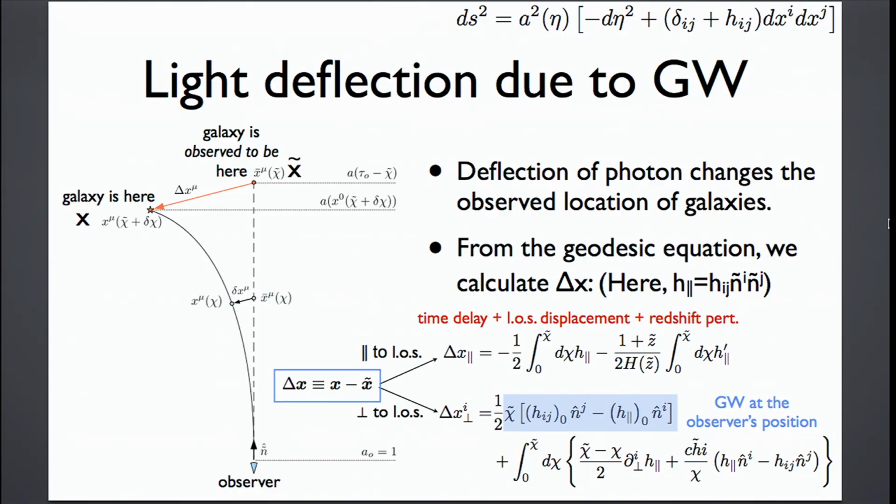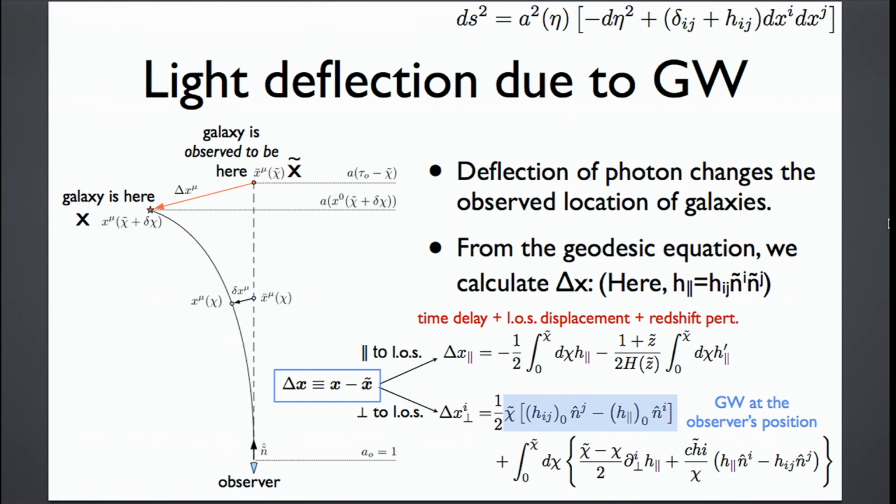So that is just integrating the geodesic equation starting from the observed location to the end point where we reached the observed redshift that we recorded, and we divide it into the line of sight component and the perpendicular to line of sight component. So the line of sight distortion has 2 terms. This one is the time delay and the displacement along the line of sight. And this term is the redshift distortion part due to the gravitational wave.